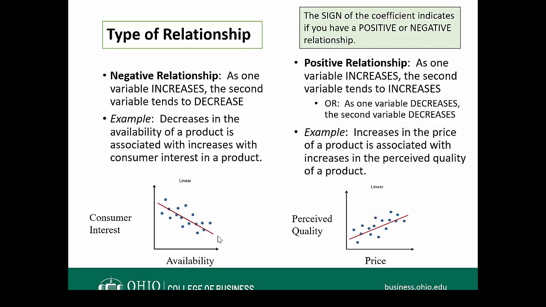If you plotted your data out on a scatter plot, this is what it would look like. The dots slope up to the right.